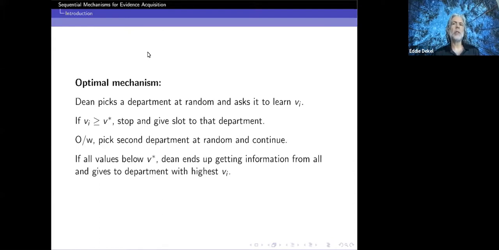If it's less, we consider a second department at random and do exactly the same thing with the same exact threshold. If after we've checked everyone all values end up being below that threshold, then we give it to the highest person of all the people whose VI we've checked, which is of the whole group. Okay. Are there any questions about what I'm describing as the problem and what I'm claiming is the optimal solution in the symmetric case?